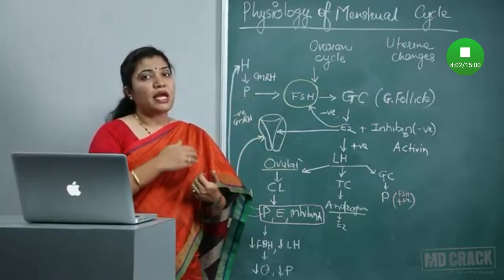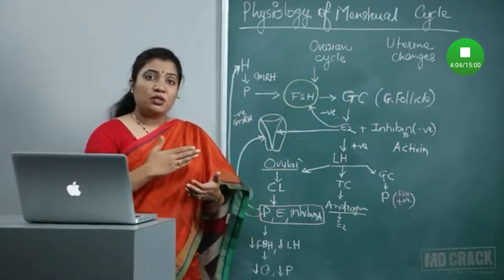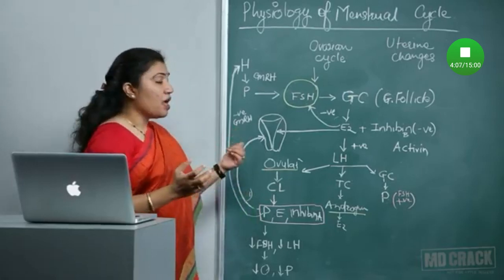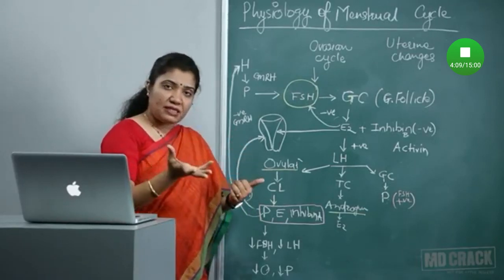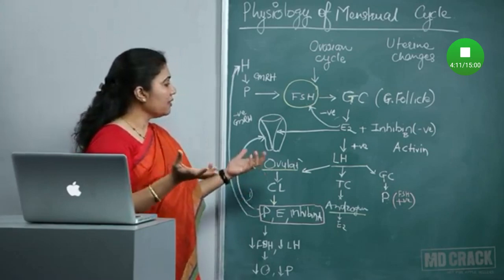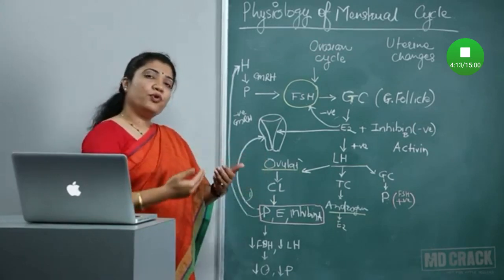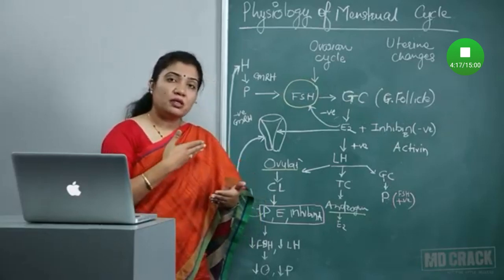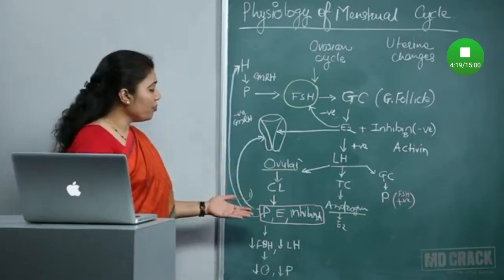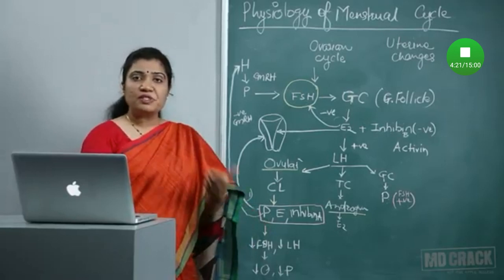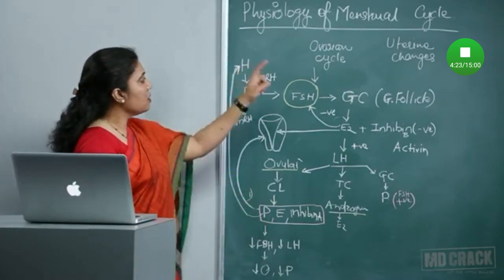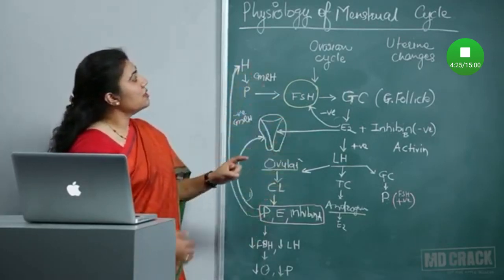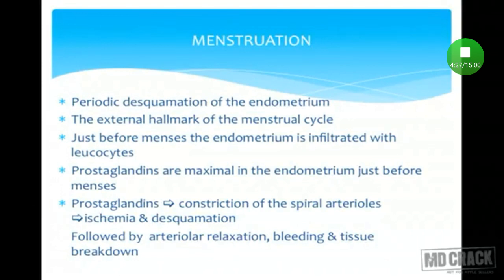There will be vasoconstriction and shedding of this tissue which has grown. Vessels will later relax, and that will lead to bleeding. So the blood plus tissue will come out in the form of menstrual blood, and that is called visible menses. So this is the whole cycle, which is very important for you to understand the defects.